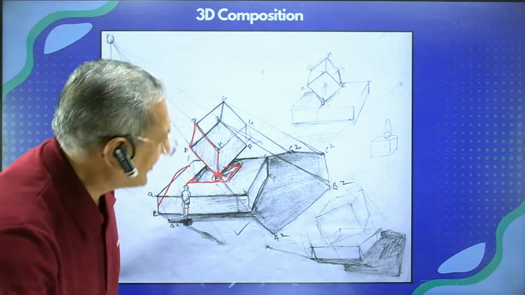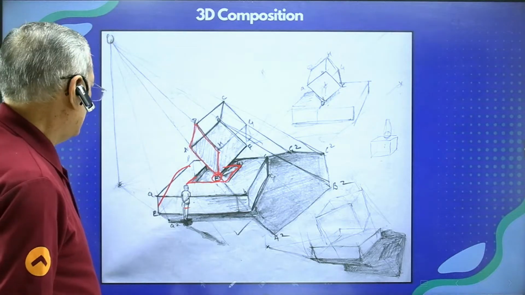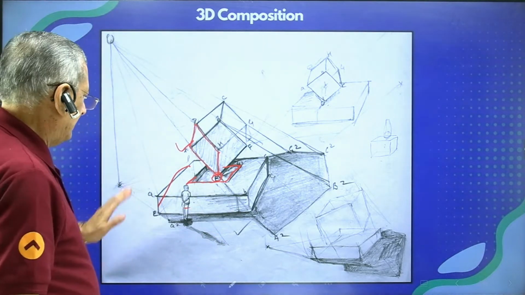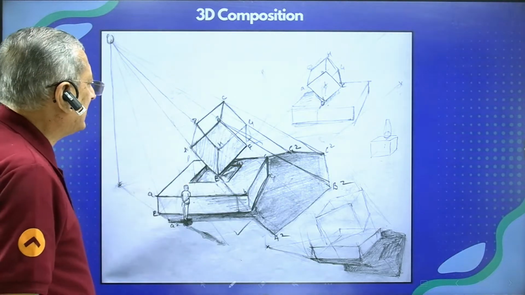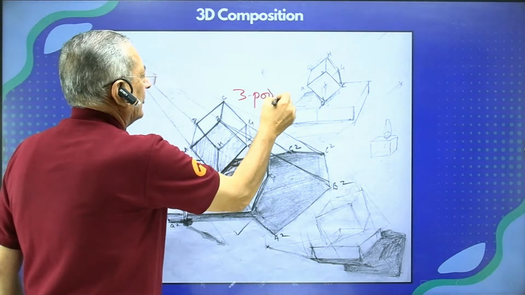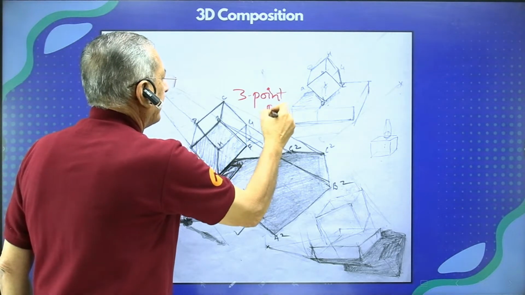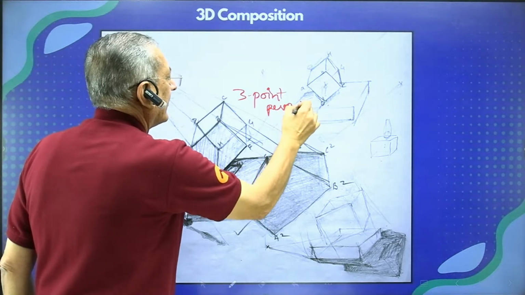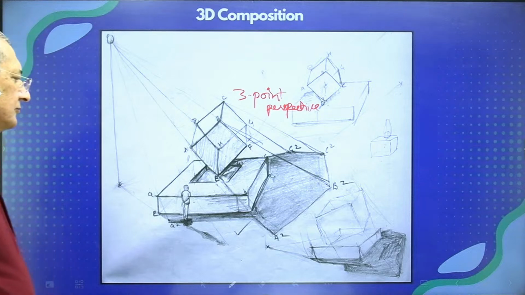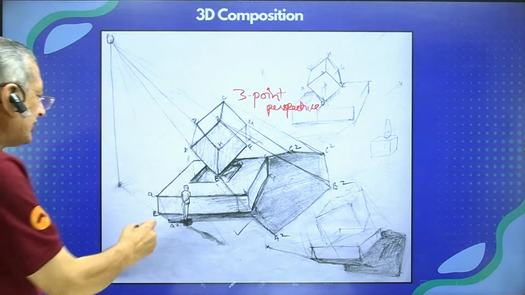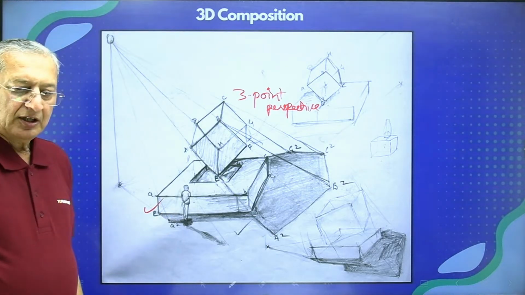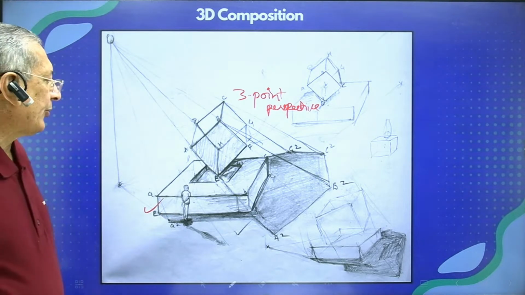So here is a classical example where this product, that is the cube, has been designed with a 3-point perspective. Whereas this one, can you guess it? This one is just 1-point perspective.